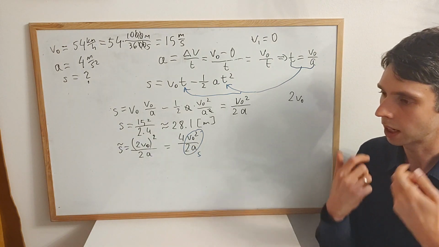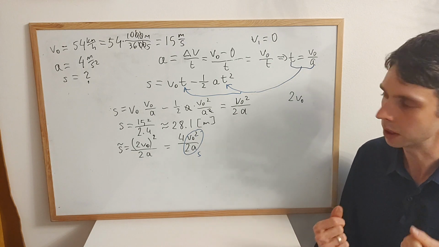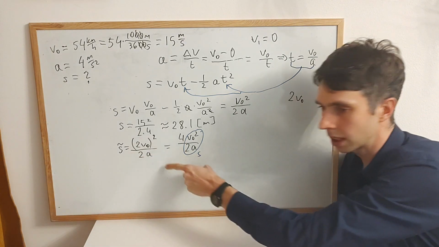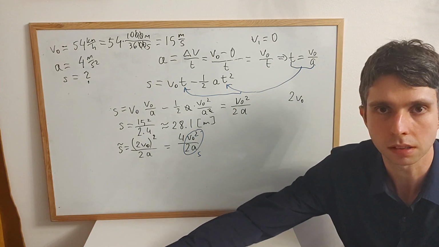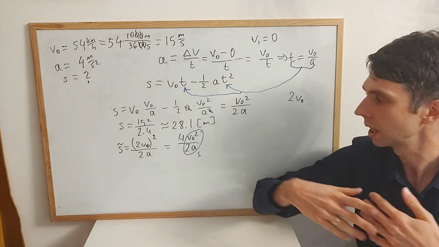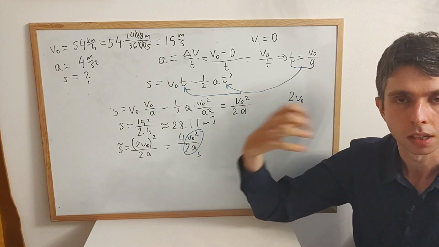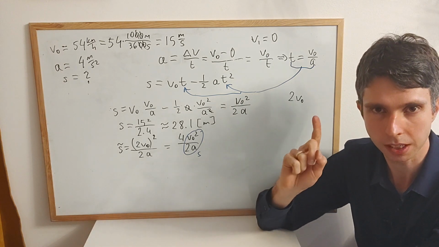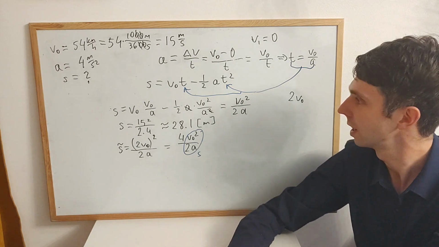So this is how the high-speed driving is dangerous, that your braking distance, so distance until you can stop with the same braking system of your car, increases a lot. So be careful when you are driving.